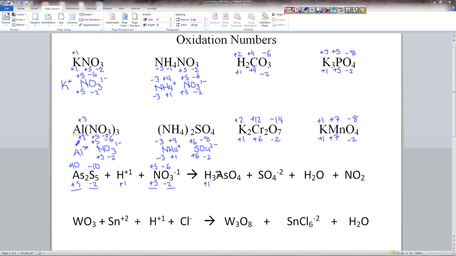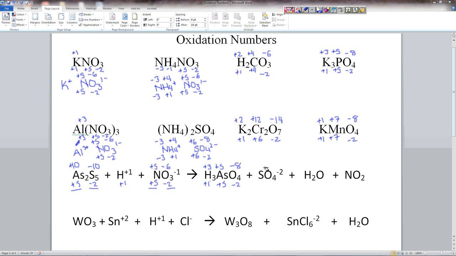Arsenic is a metalloid, so that's why you could get away with that. If this was sodium hydride, where hydrogen is reacting with a metal, then you couldn't do this. Overall charge is positive 3. Oxygen, negative 2, 4 of them, negative 8. So what does arsenic have to be to make this work? Positive 5.